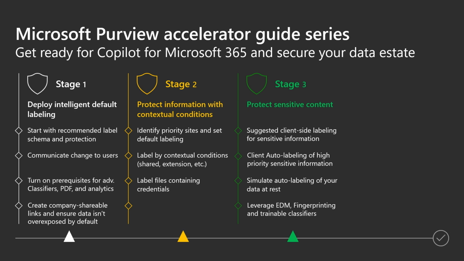Use simulation for auto-labeling. So if you haven't leveraged server-side auto-labeling, we released last year a great capability for simulation. Gives you a full report of what it's going to label beforehand, before you turn it on. So use simulation, super great capability over there. Start looking into those advanced classifiers to reduce the false positive. EDM's a big one. Exact data match, if you have not used this, this is all about your data.